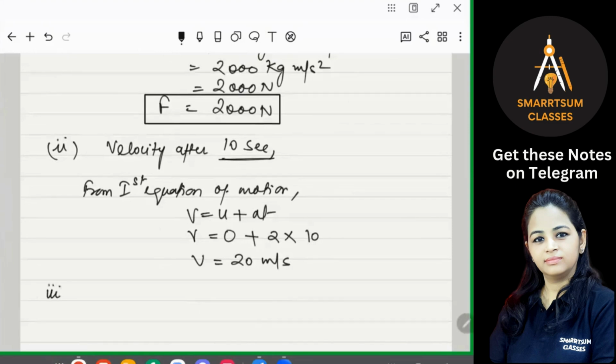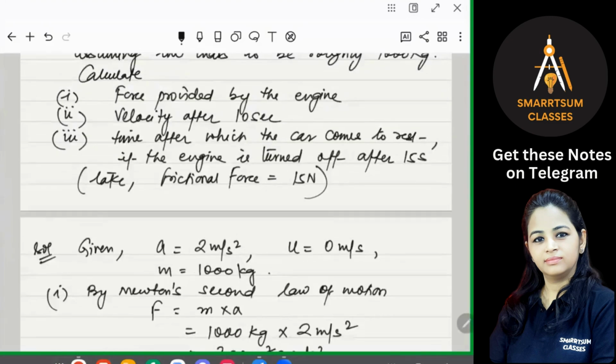Now, coming to the third part. In the third part, what do you have to find? You have to find the time after which the car comes to rest if the engine is turned off after 15 seconds, because the engine is providing the force. Now it is turned off after 15 seconds, and we have to tell after how much time it will come to rest, if the frictional force is 15 Newton. So it is coming to rest because of the frictional force. Yes or no? If there is no friction force, then it will keep on moving according to which law of Newton? First law.